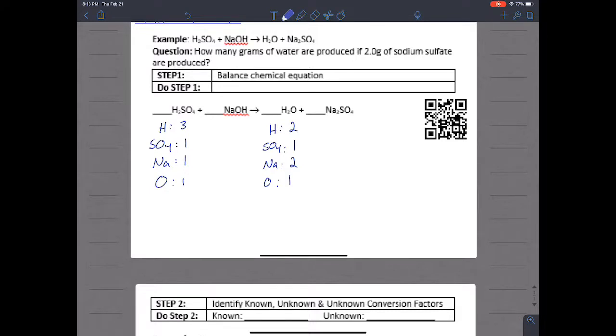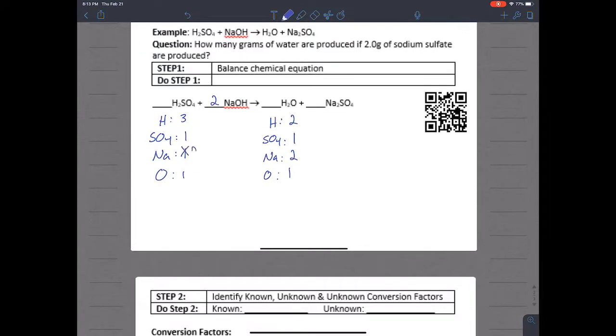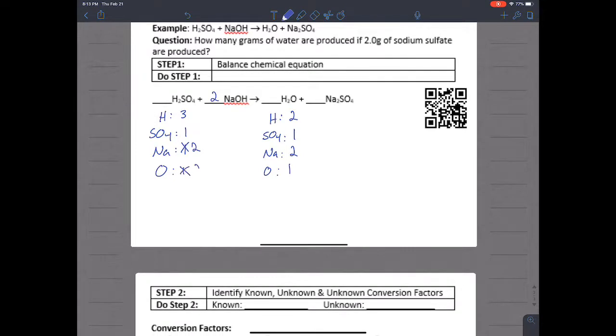Then we get sodium. So let's try to balance sodium. I'm going to slap a 2 down here. That's going to balance my sodium for now. I also just affected oxygen. Now I have 2 oxygens, and I just turned hydrogen into 4 instead of 3. Okay, so now let's take a look at oxygen. I want 2, so I'm going to put 2 out here. Now I have 2 oxygens, and I also just changed my hydrogens. Now I have 4 hydrogens, and we're looking good. We have 4 hydrogens on each side, 1 sulfate, 2 sodiums, and 2 oxygens.